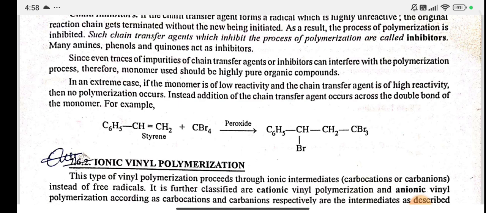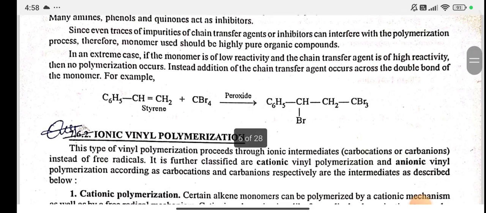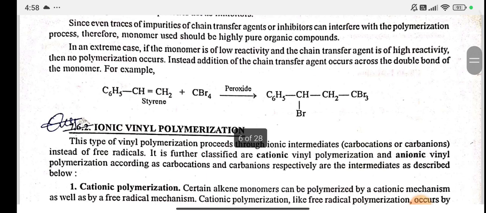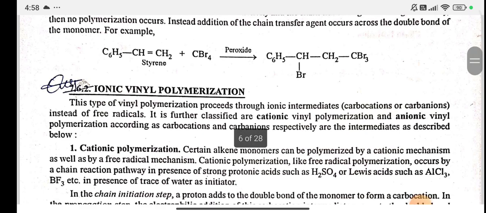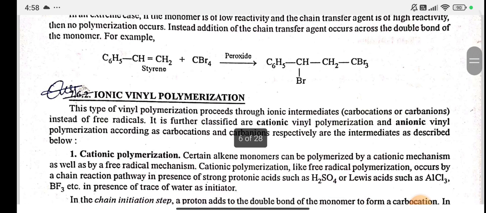Since even traces of impurities of chain transfer agent or inhibitors can interfere with the polymerization process, the monomer used should be a highly pure organic compound. In the extreme case, if the monomer is of low reactivity and the chain transfer agent is of high reactivity, then no polymerization occurs. Instead, addition of the chain transfer agent occurs across the double bond of the monomer.